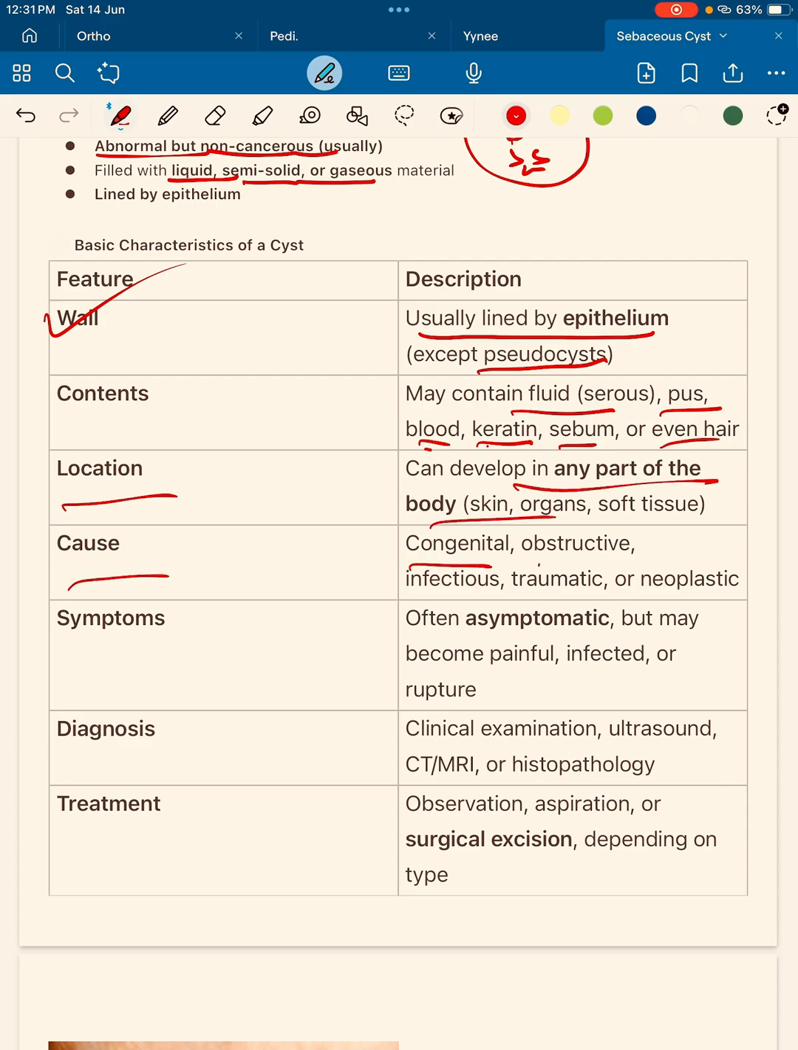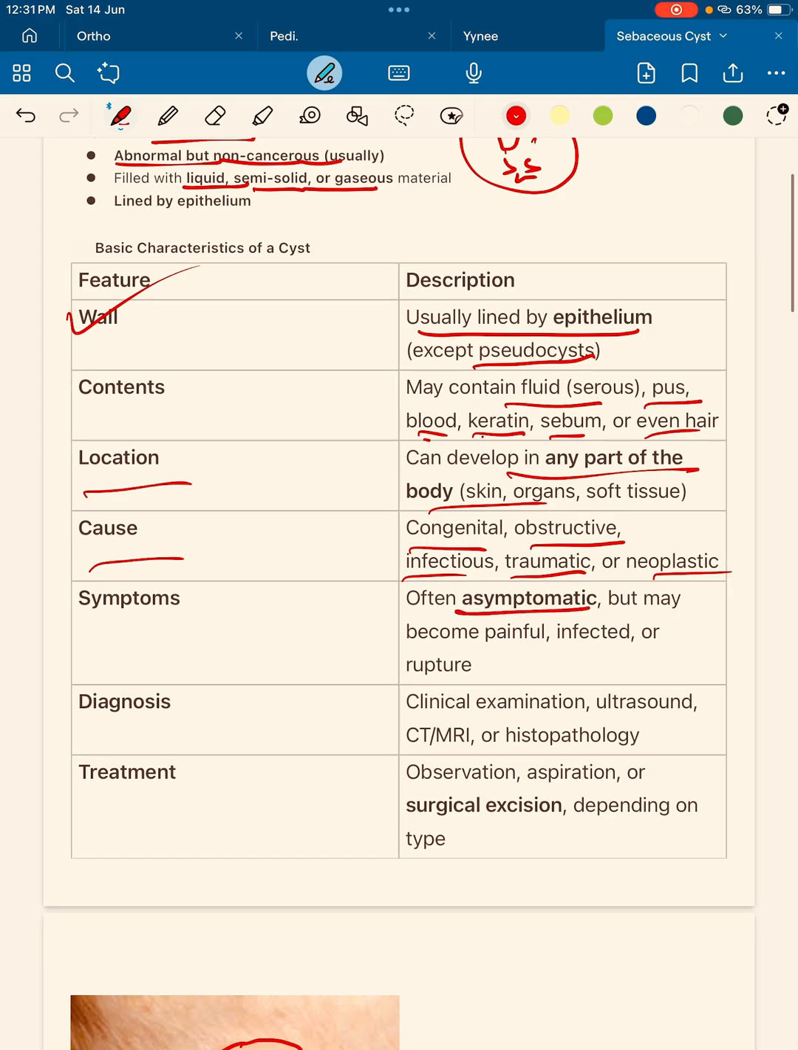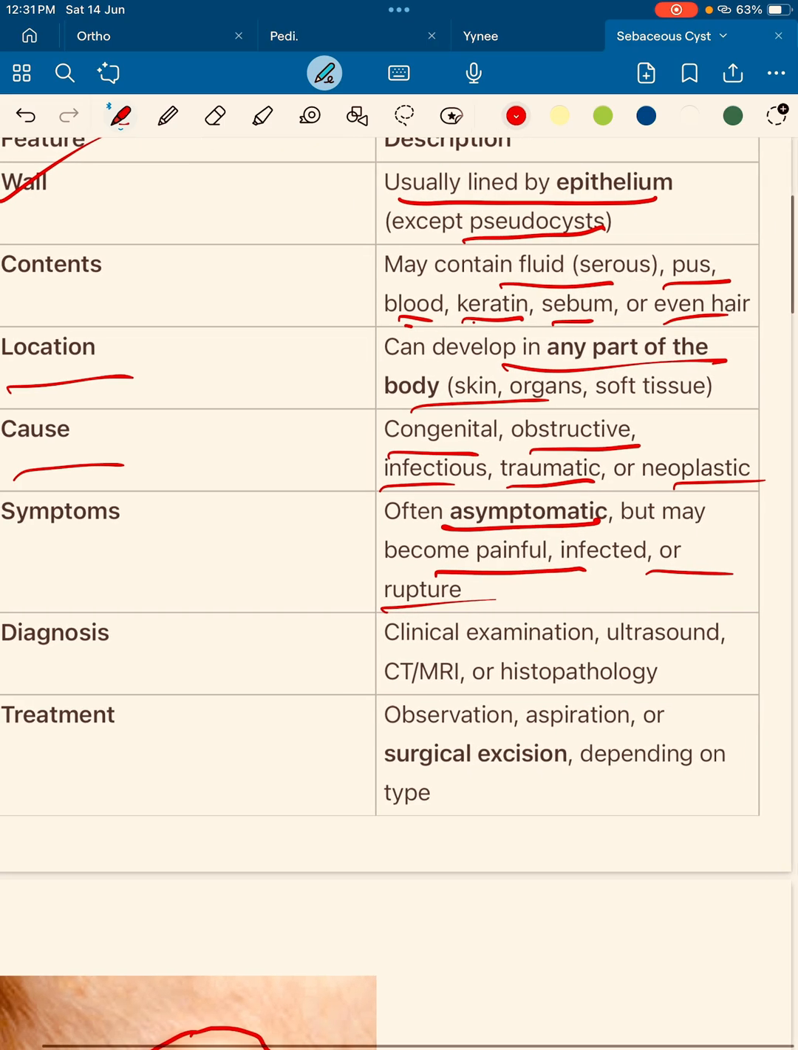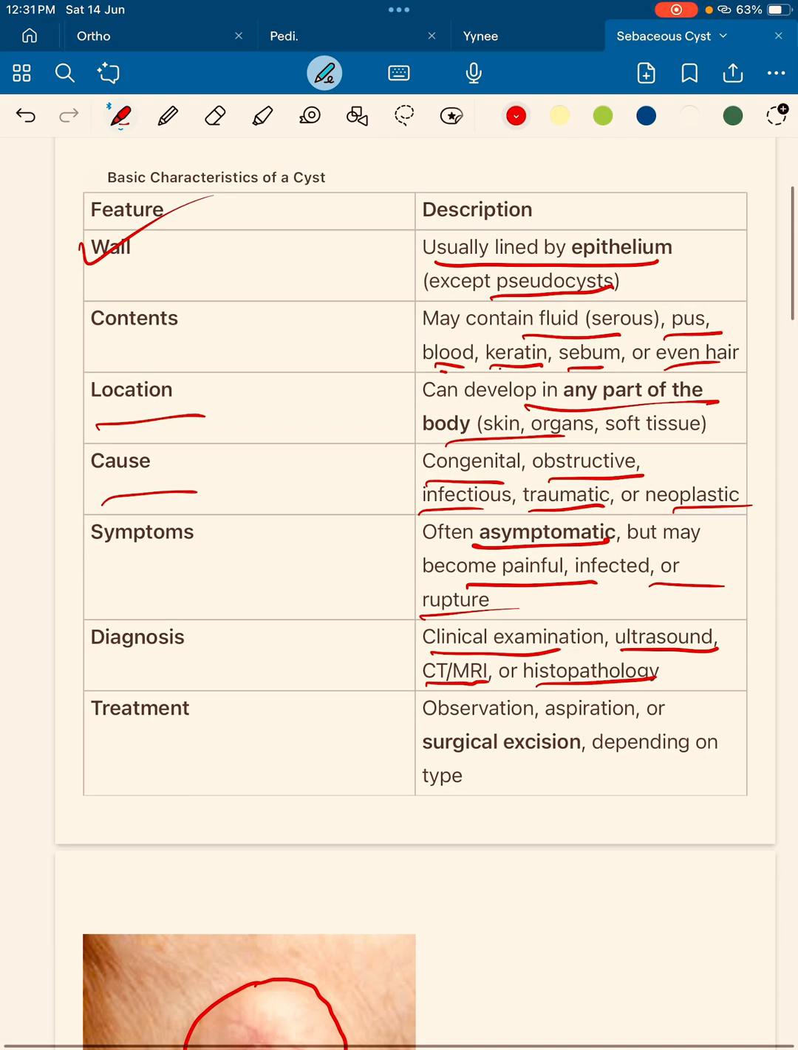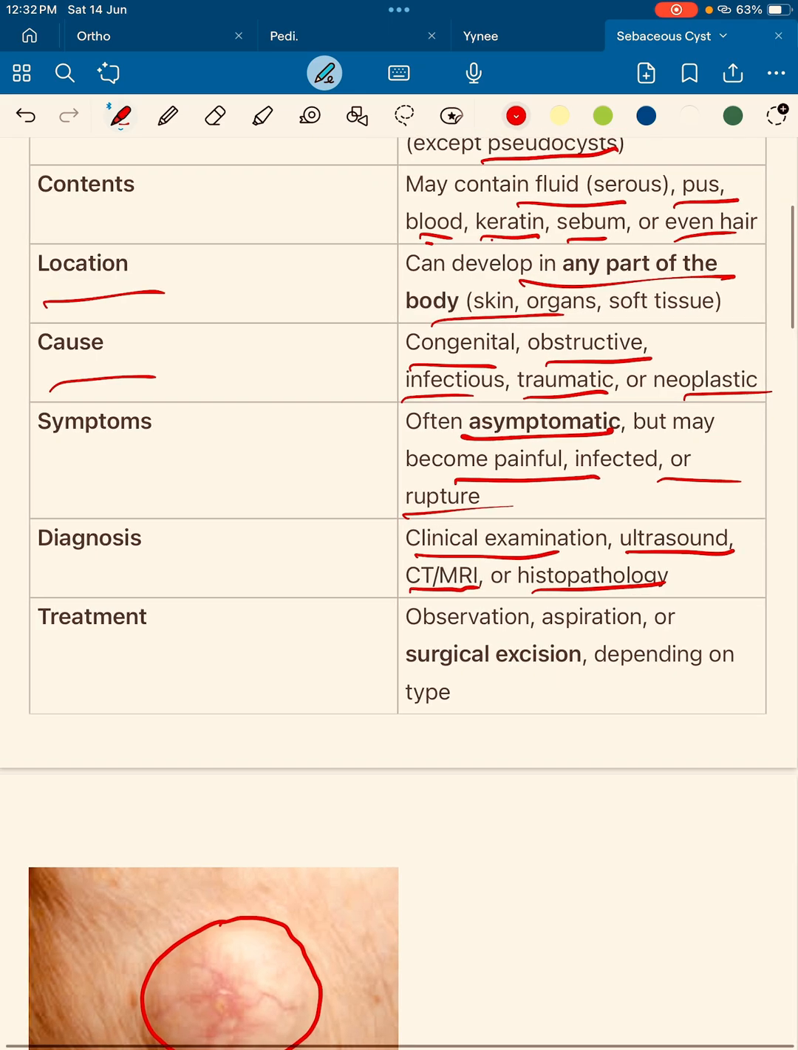Cause: congenital, obstructive, infectious, traumatic, or neoplastic. Symptom: asymptomatic but may become painful, infective, or rupture. So that means a cyst may be asymptomatic or maybe painful, infective, or rupture. Diagnosis: for diagnosis we can do clinical examination, ultrasound, CT or MRI, or histopathology. Treatment: observation, aspiration, or surgical excision depending on type.